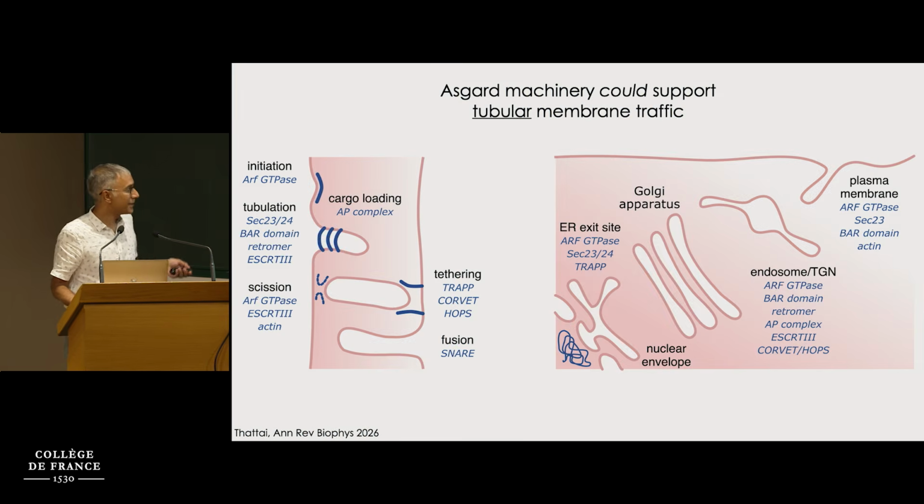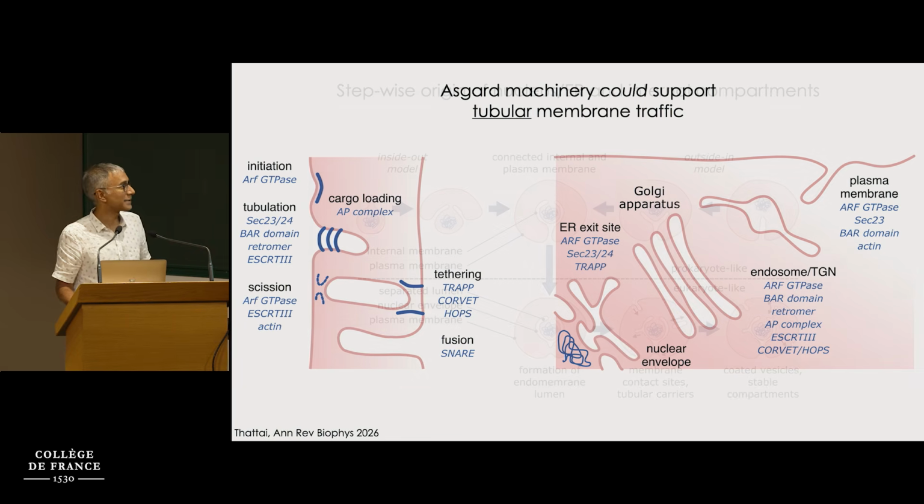And one of the things I think they're doing, and we just published this in a review, is if you look at the entire set of trafficking machines the Asgard archaea have, yes, they don't make standard spherical vesicles, the Schekman-Rothman kind of vesicles, however, they have enough machinery to make tubular carriers, which are still used in modern-day eukaryotes. So there is a good amount of evidence to indicate that Asgard archaea could maintain a functioning membrane trafficking system.